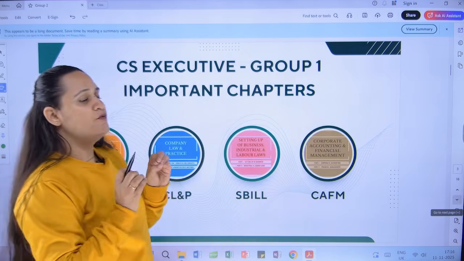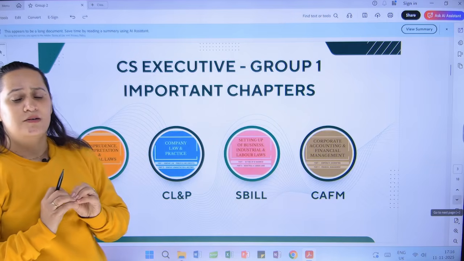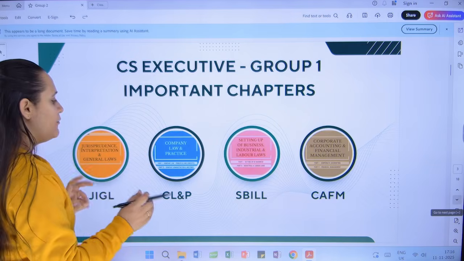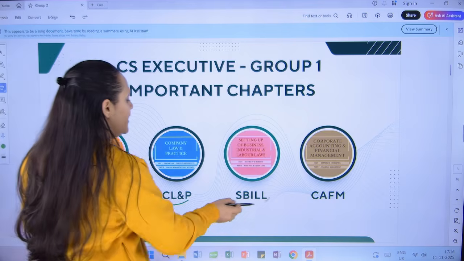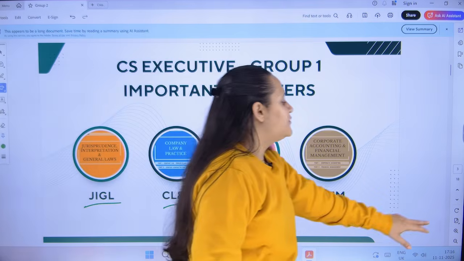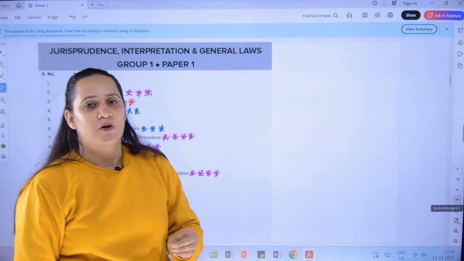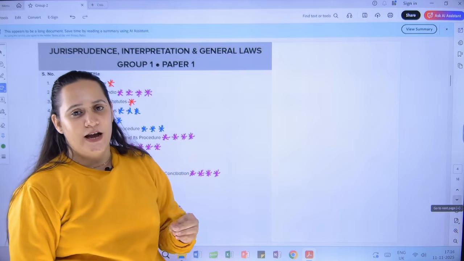Let's identify the first group subjects. We have 4 subjects: JIGL, Company Law, SBIL and CAFM. Let's first see what are the list of important chapters for the subject JIGL.